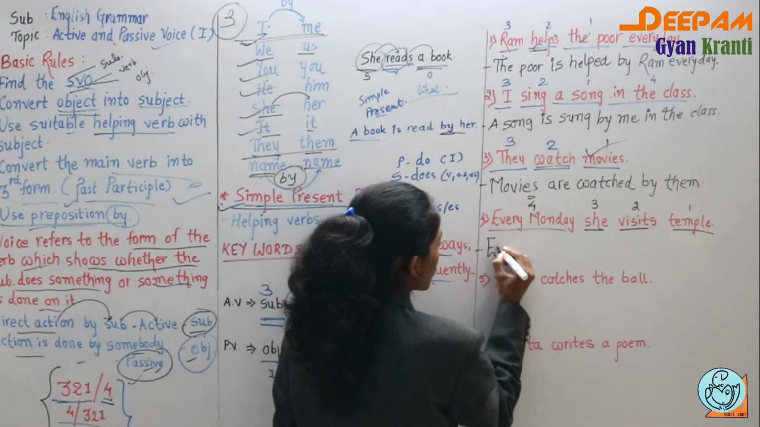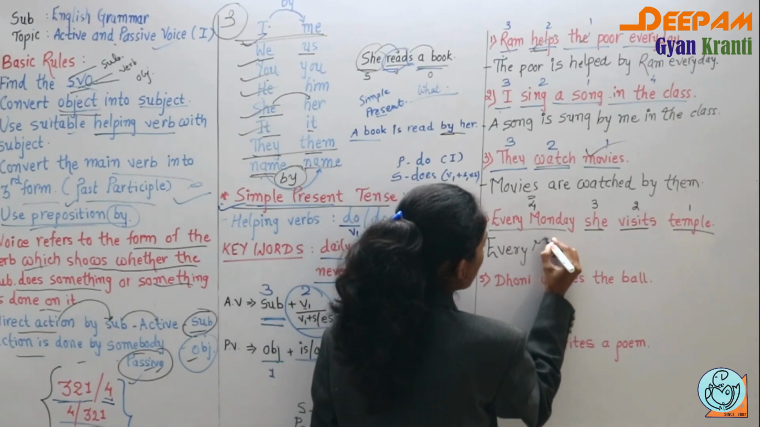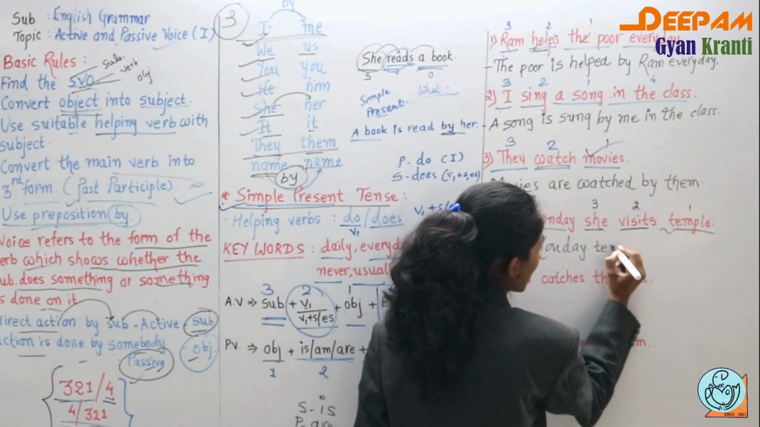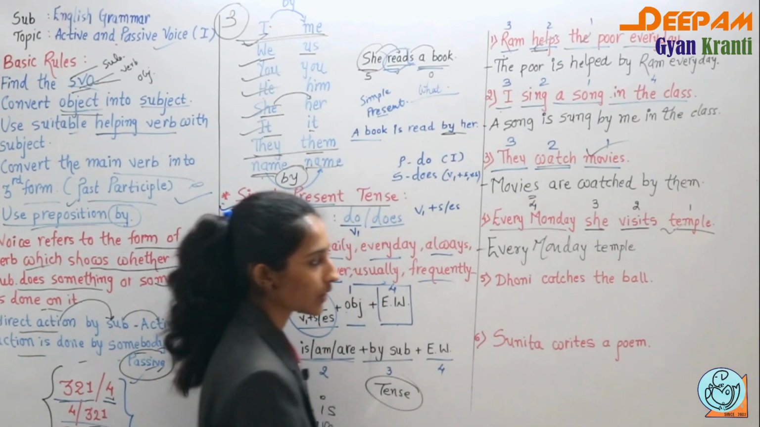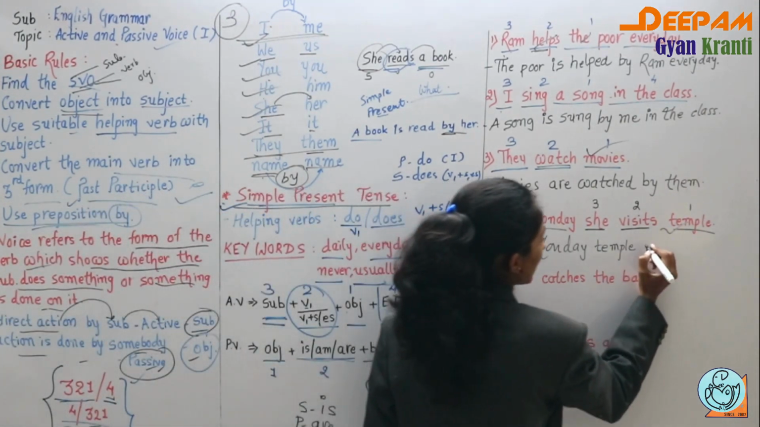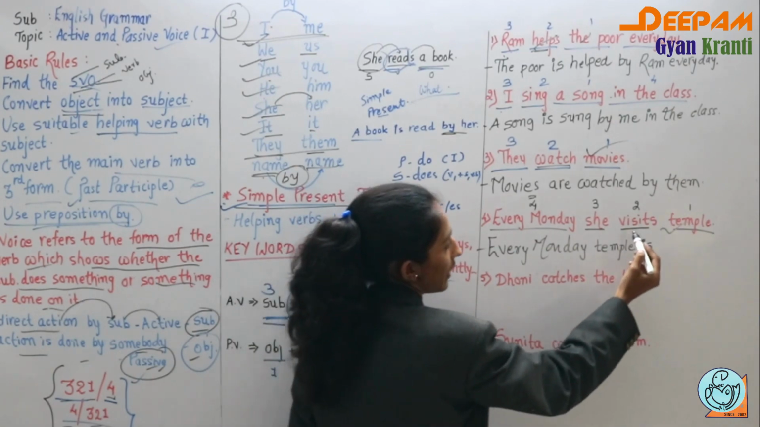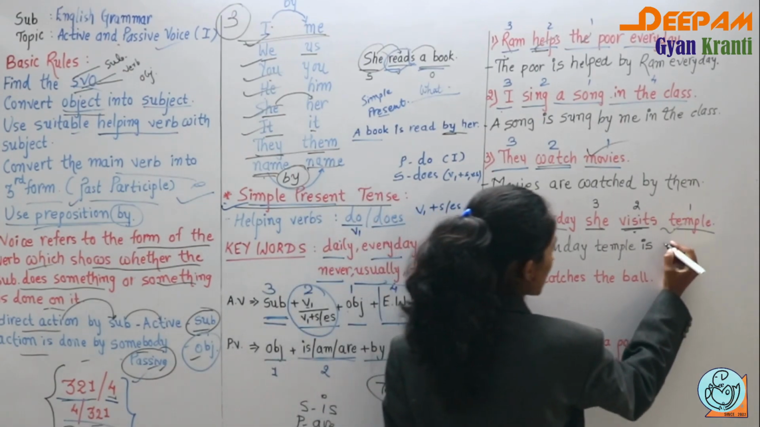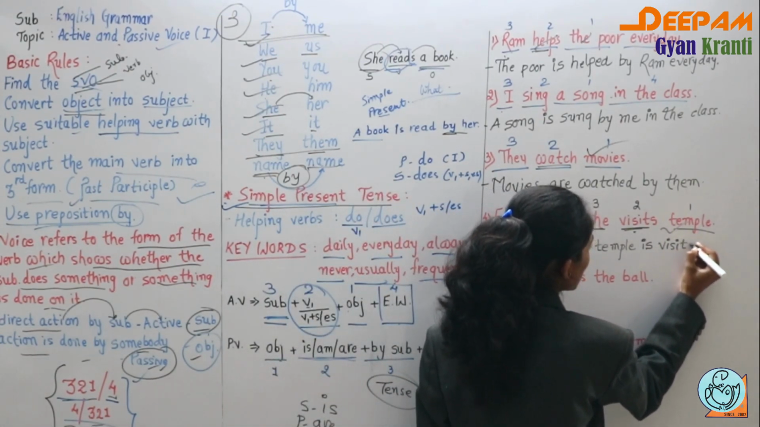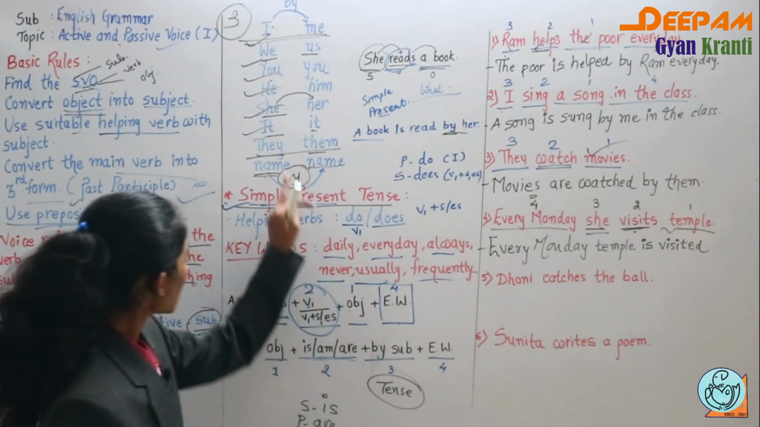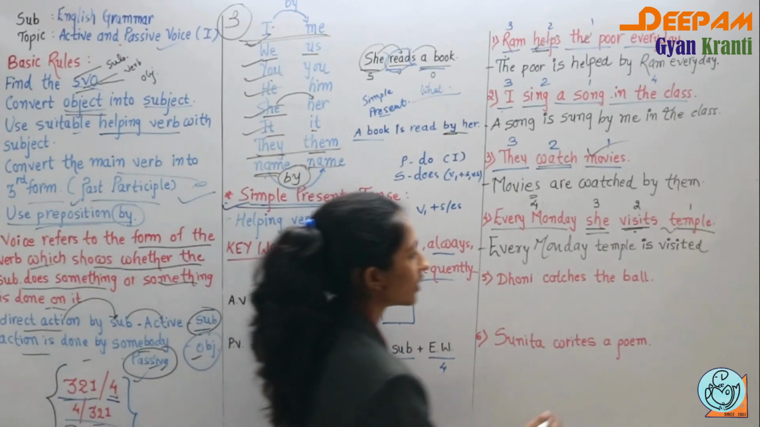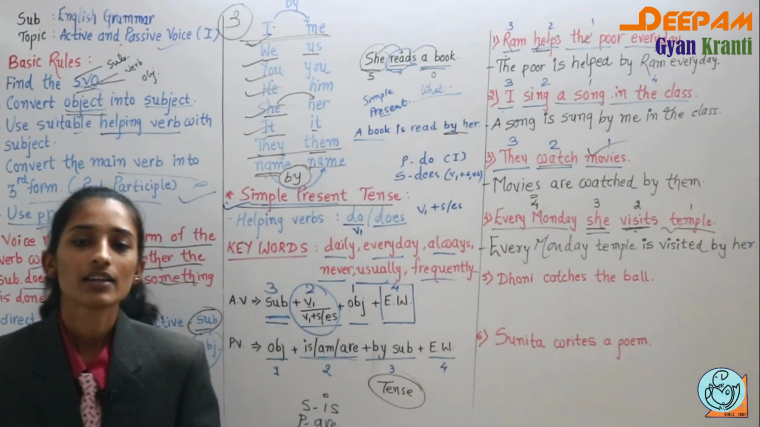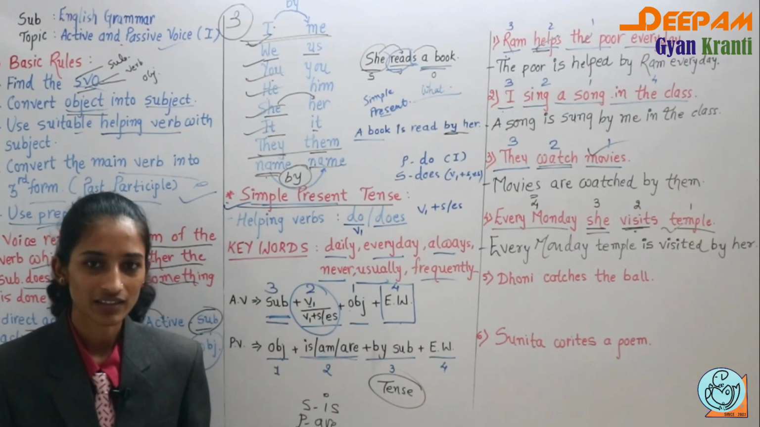So what is the answer? So every Monday, then first number, temple. So is temple singular or plural? Okay, definitely you are right, it's singular. So what do we have to use? Temple is. Okay. Now second number, visits. So what is the V3 form of visit? V3 of visit is visited. So visited she. Then what is the form? By her. So visited by her. So our answer is every Monday temple is visited by her.